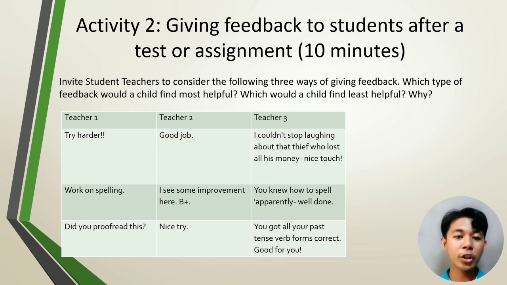Teacher 2's feedback is: good job, I see some improvement here, B plus, nice try. Teacher 2 encourages and compliments the student on the work. Teacher 3: I could not stop laughing about that thief who lost all his money. Nice touch. You knew how to spell, apparently. Well done. You got all your past tense verb forms correct. Good for you.